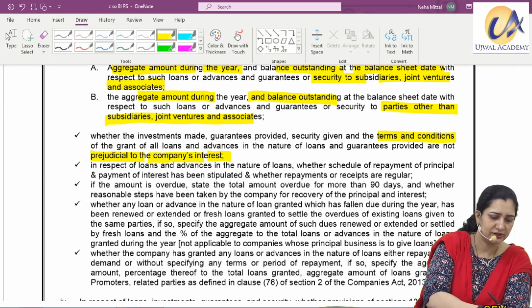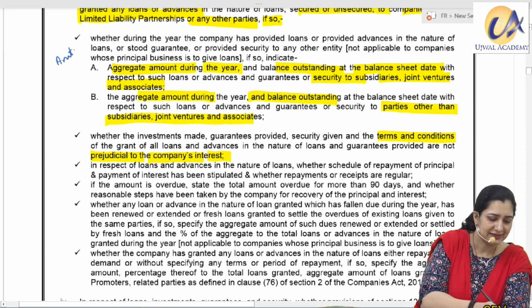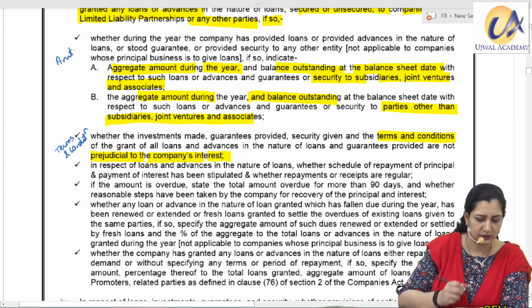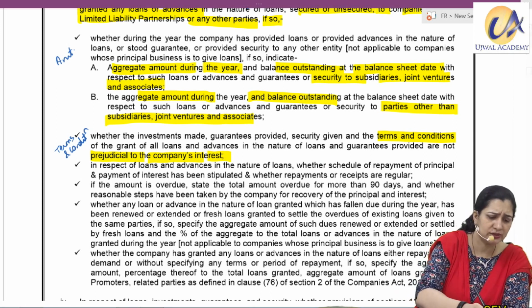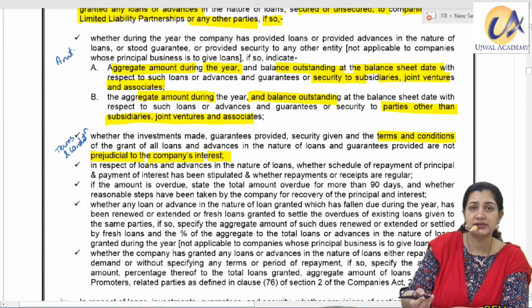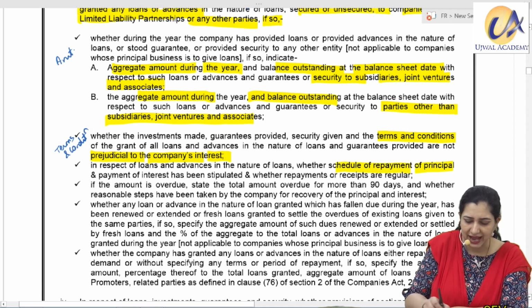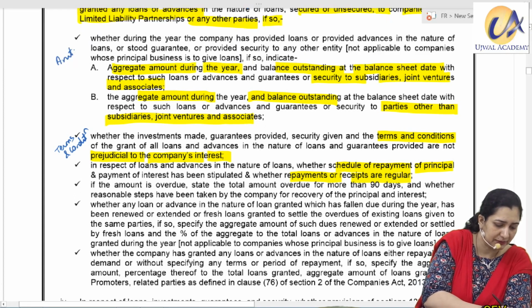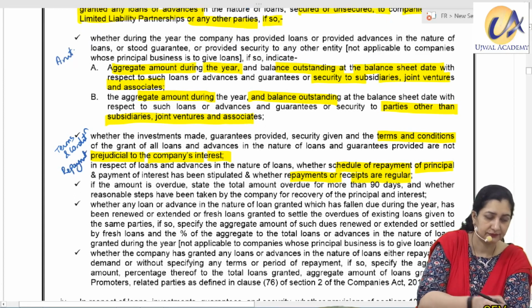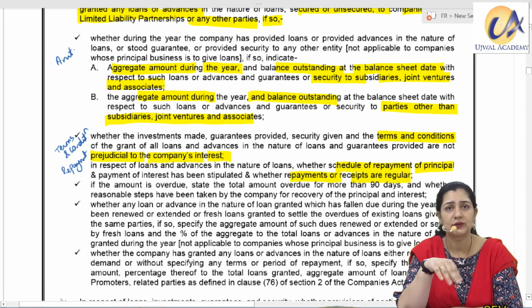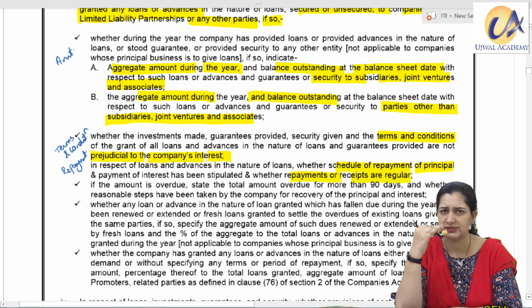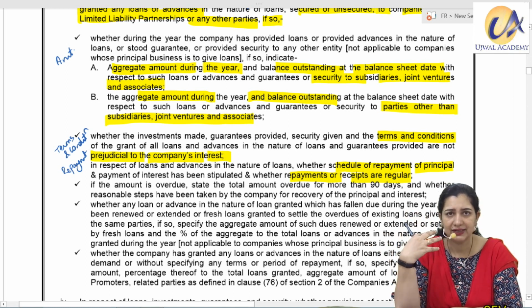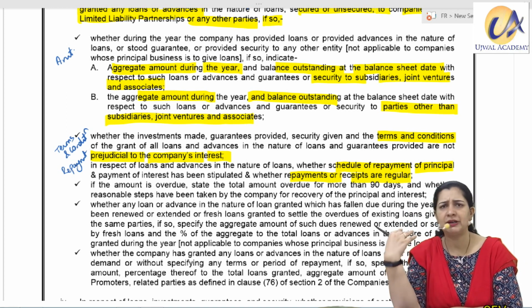So first we talked about the amount outstanding. Second, we talked about the terms and conditions: are they prejudicial? Third, whatever loans have been given, are those loans getting repaid in time? Is the schedule of repayment being followed? Is it coming regularly? The third point is about repayment. You have given the loan, fine. Is the amount getting collected in time? All the points are linked. Is the repayment coming in time? No, repayment is not coming in time.